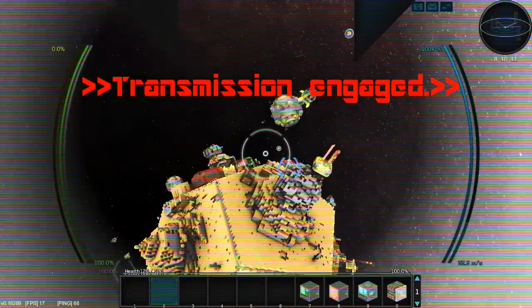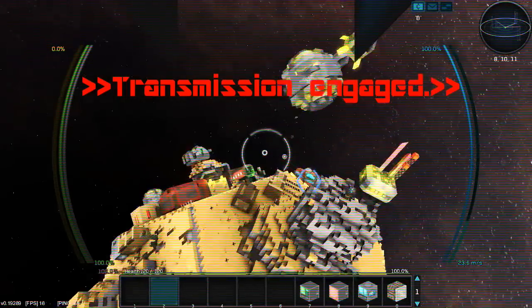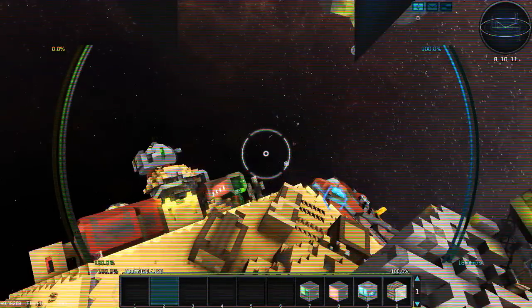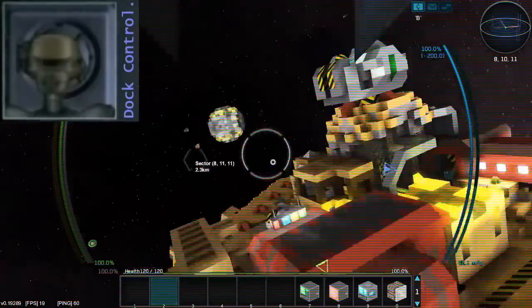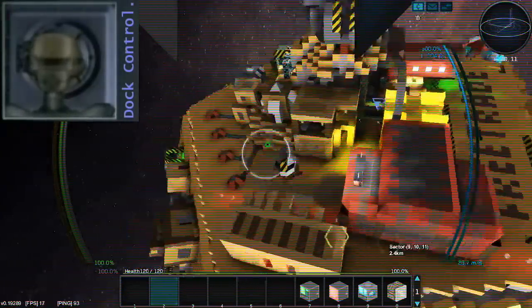Space Volvo Alpha 1-0 requesting permission to dock. Acknowledged. Your request to land is granted. Proceed to land.